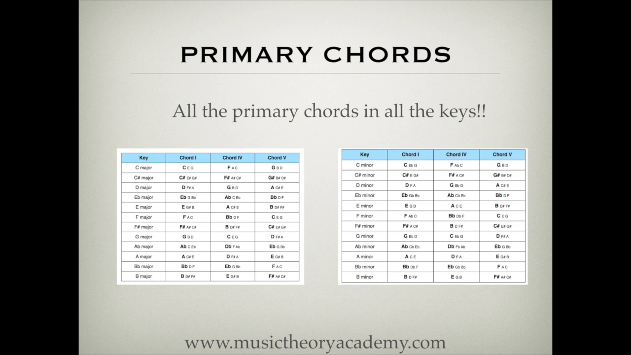Quite often it's difficult to work out all the different primary chords in the keys, so I wanted to make things easy for you. Here I've got a couple of charts that give you all of the primary chords in all of the keys, both major and minor. If you go to www.musictheoryacademy.com, you'll be able to download these sheets and print them out and just have them there as a reference so you can have a go at composing and working out the different chords in all the keys.